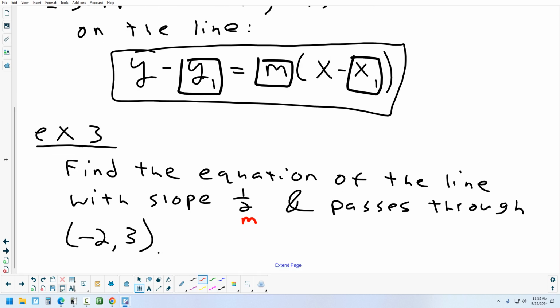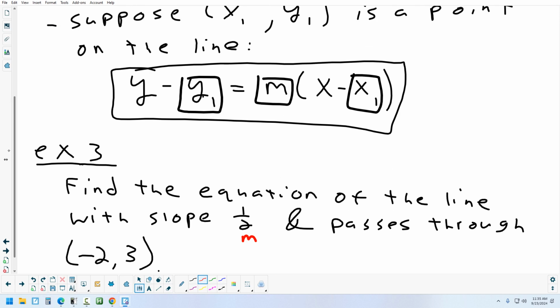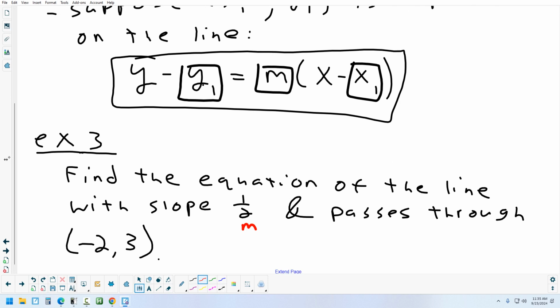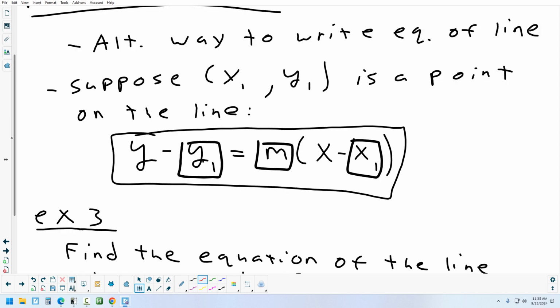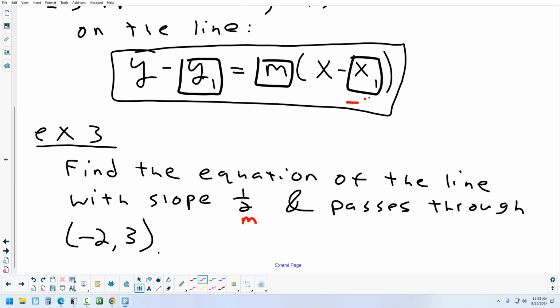How about the negative 2? Anybody know if that's going to be the x1 or the y1? Yep, that's the point that they give you. It's the x value. Just kind of fill these in as we go. And the 3, well, that's going to be the y1. So fill those numbers in. And that's it.